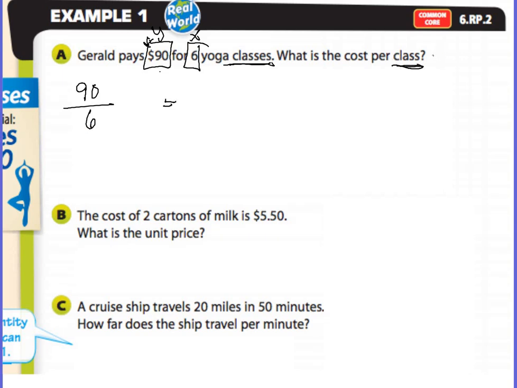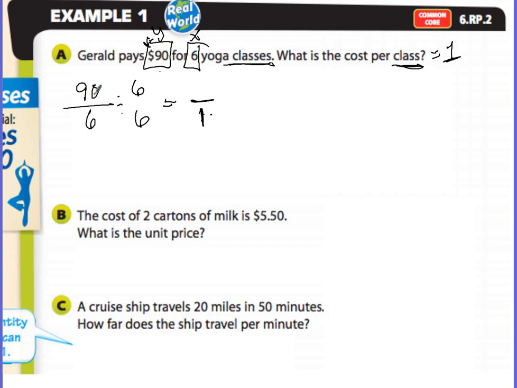Okay? Class meaning that there is 1. So I want to get this 6 classes down to 1 class. So let's think, how do I go from 6 to 1 but still remain equivalent? I know that I'm going to divide, and in order to get 6 to 1, I have to divide by 6. And then I know the golden rule is what I do to one, I have to do to the other.